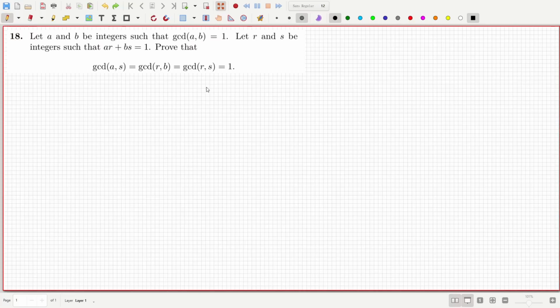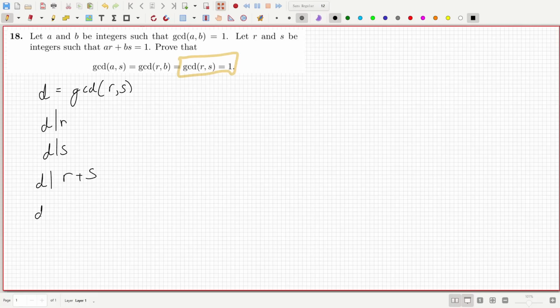Okay, let's start off with this particular one. Let's say D equals the GCD of R and S. So that means D divides R and D divides S. So that means D would divide R plus S, and D would certainly divide AR plus BS.